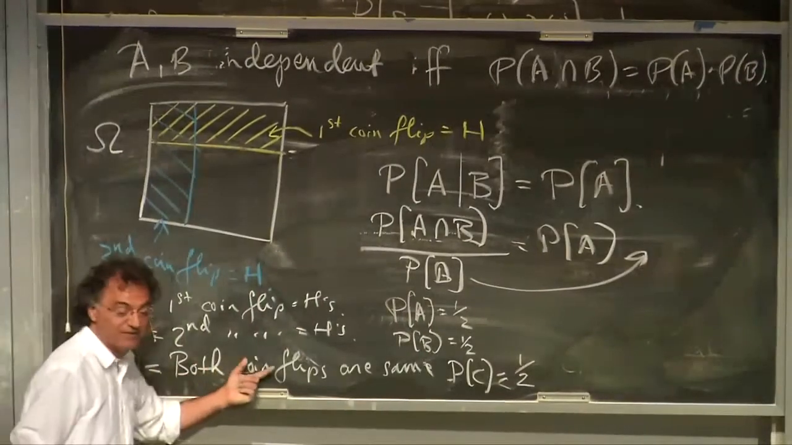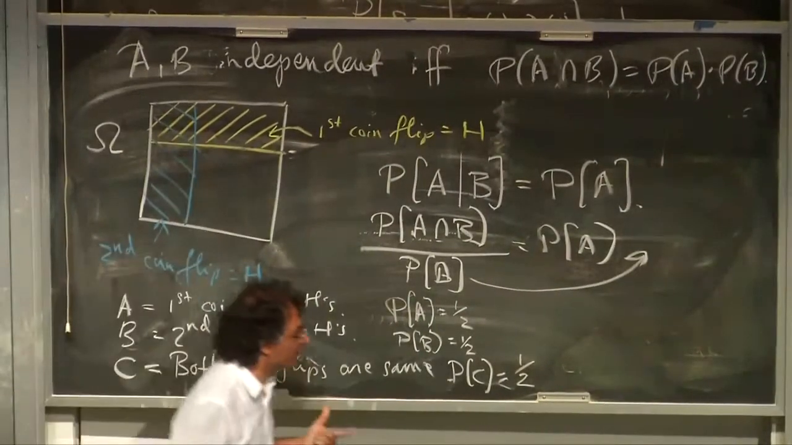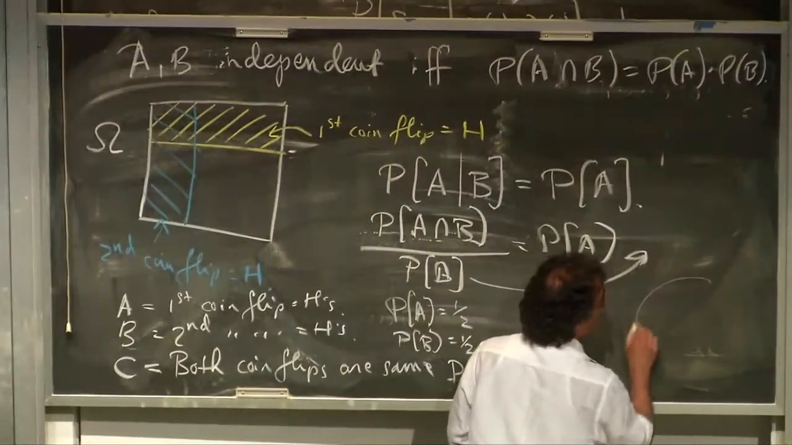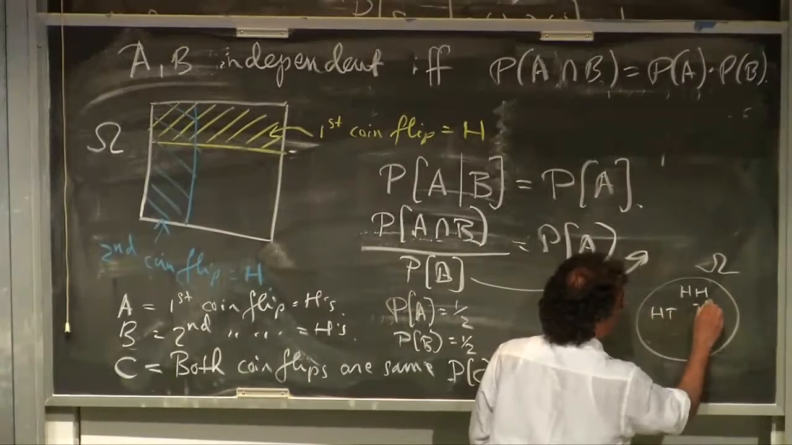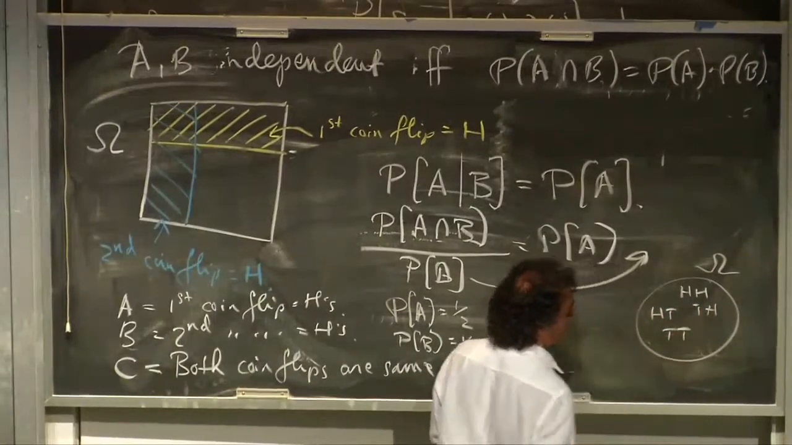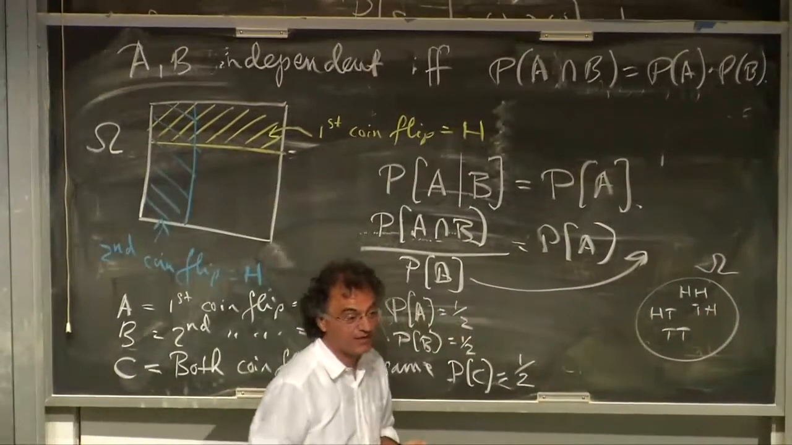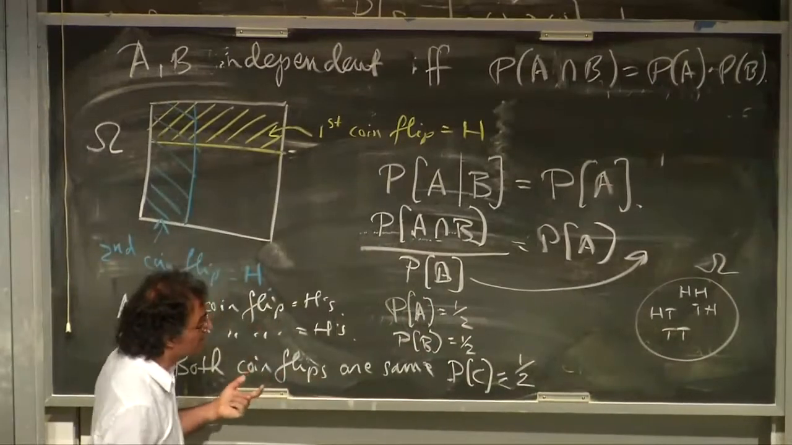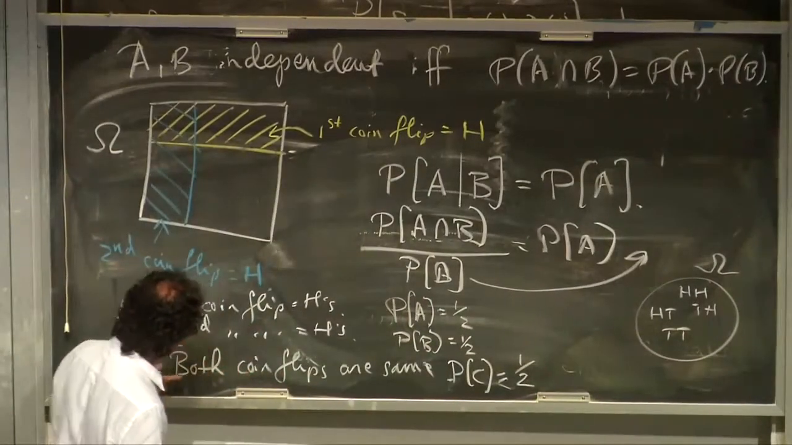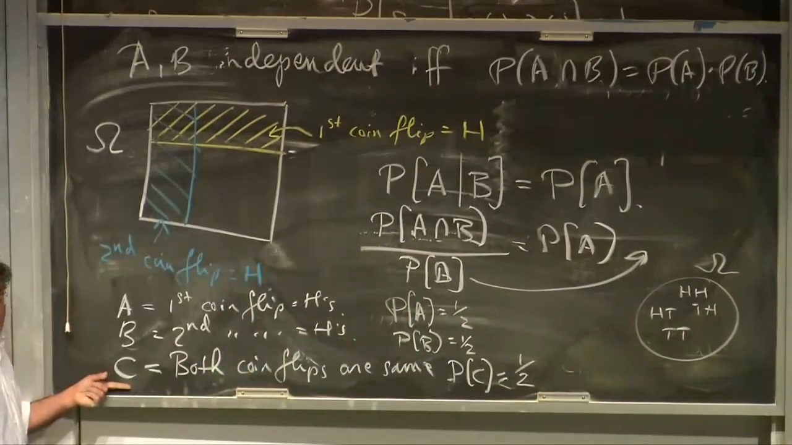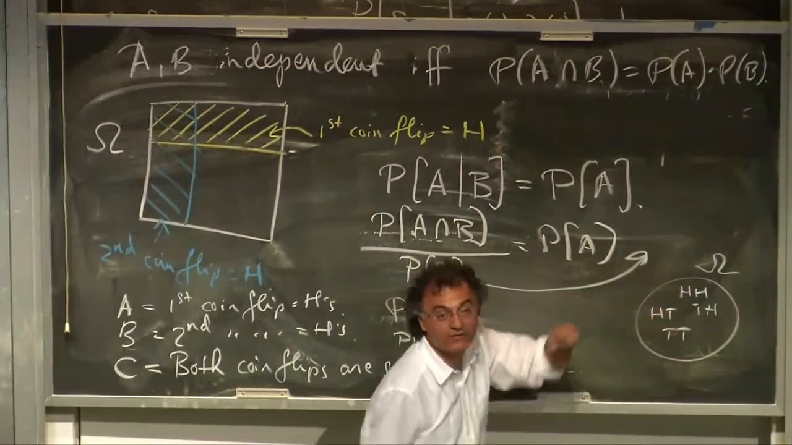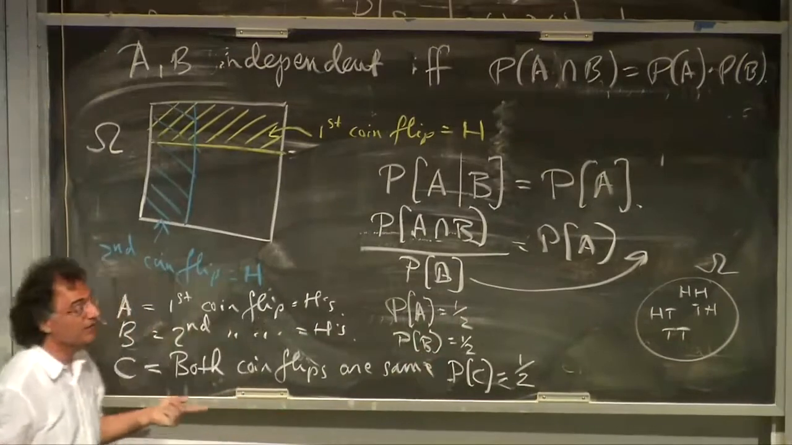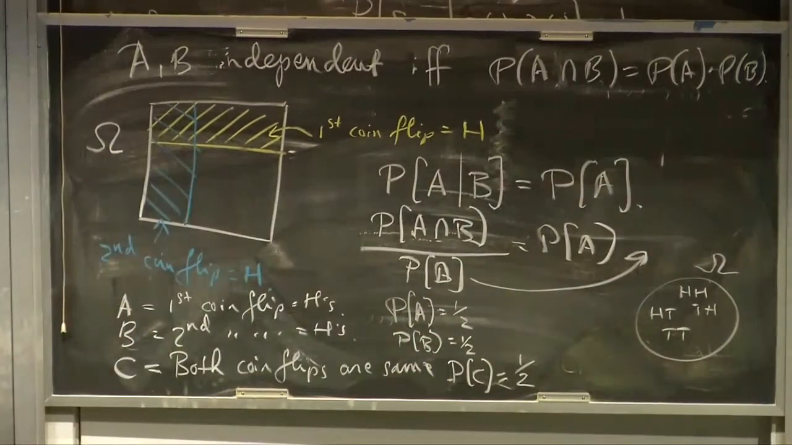Yeah, so the sample space has four points in it, right? So what does your sample space look like? It's heads, heads; heads, tails; tails, heads; tails, tails. Right? There are 4 sample points. Of them, what's C? It's heads, heads and tails, tails, right? So it's 2 out of the 4. They're all equally likely. So probability is 1/2.